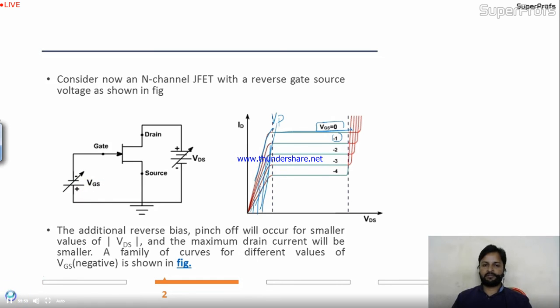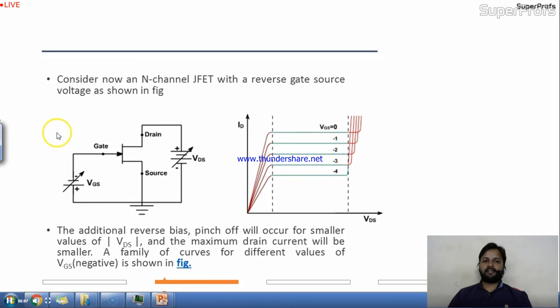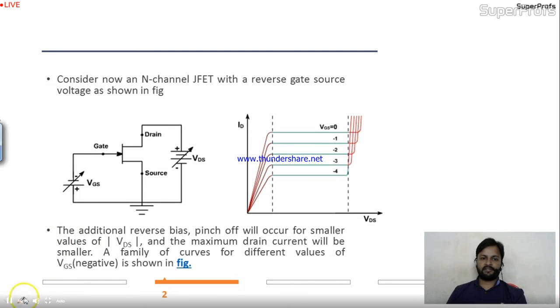Now let's take it. Consider an n-channel JFET with a reverse gate source voltage. Whatever we discussed, this point is given over here also. With the additional reverse bias, pinch off will occur for smaller values of VDS. Definitely, if you apply additional VGS, your pinch off value will decrease in terms of VDS. And the maximum drain current will be smaller.